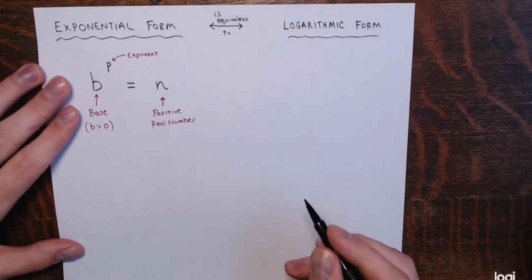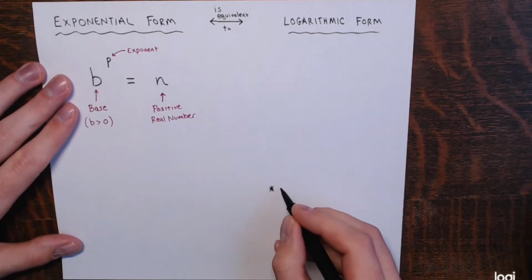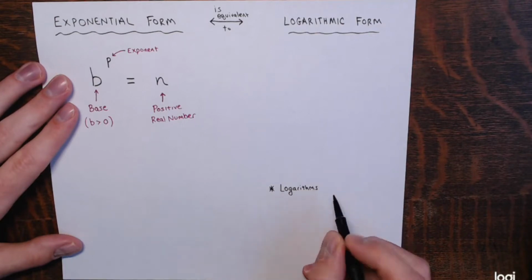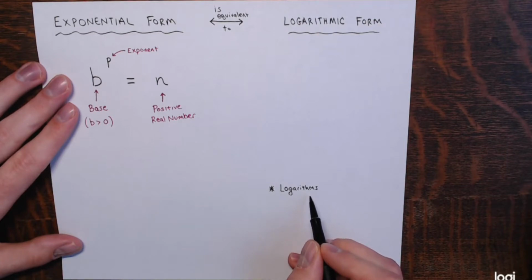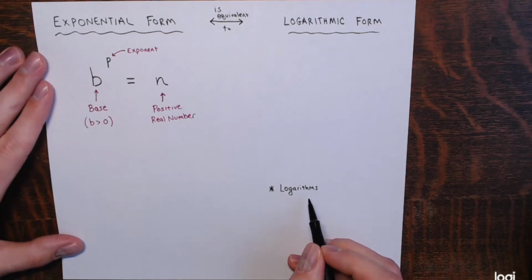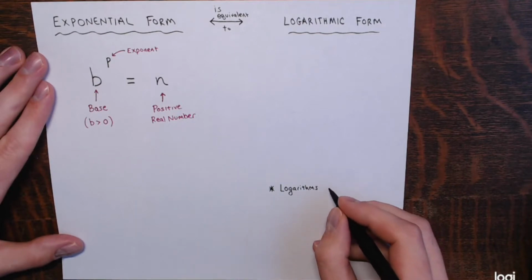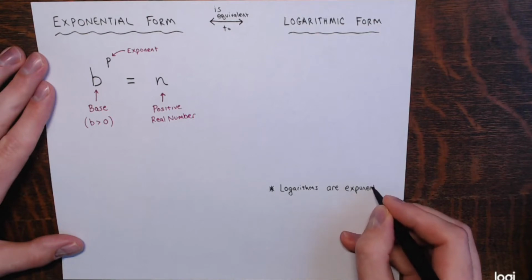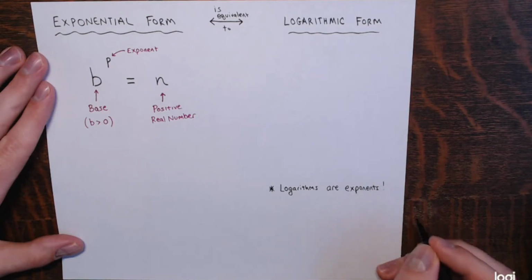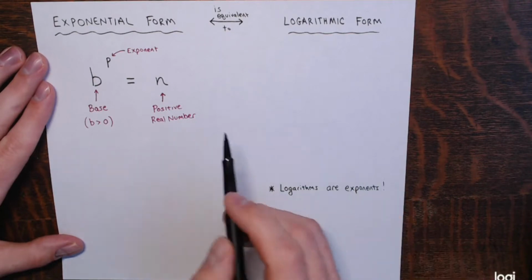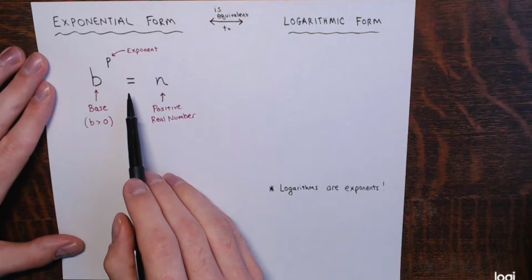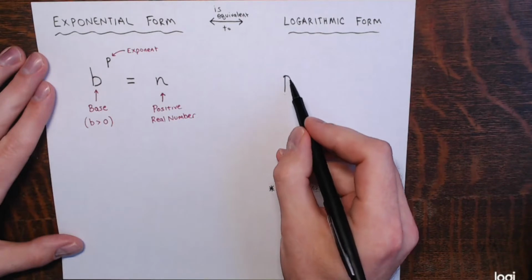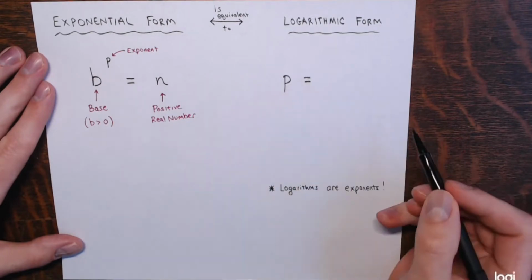Now, one note I'm going to make is that logarithm is just a fancy word for exponent, just written in a different way. Logarithms are exponents, and exponents are logarithms. So if I take my exponential statement here, the exponent, p, is going to be this thing called a logarithm.